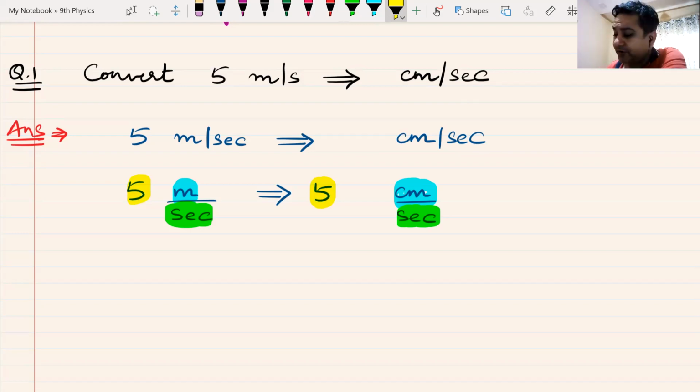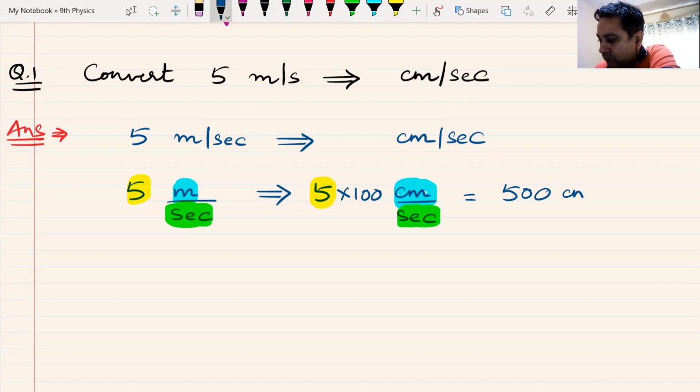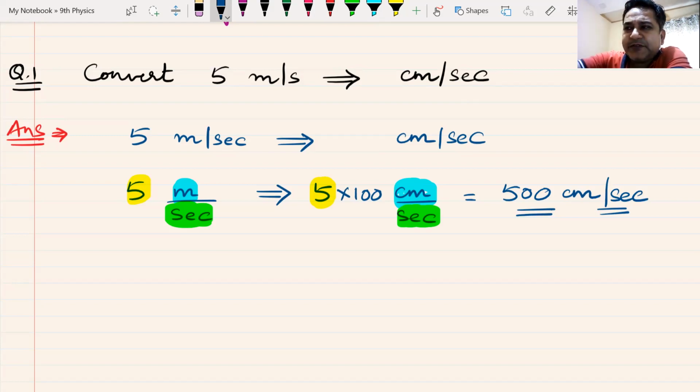How will I convert meter into centimeter? Multiplied by 100. That's it. And so the answer is 500 centimeters per second. Do we understand this? Ayush understands this. Vedansh, Kaushiki? Kaushiki, Vedansh, Ayush, all of you understand it. It's pretty simple. Don't have to do any magic trick. Very simple. You can do it in simple ways.